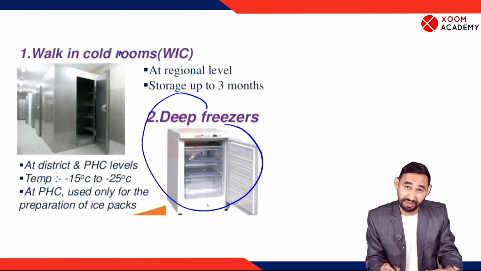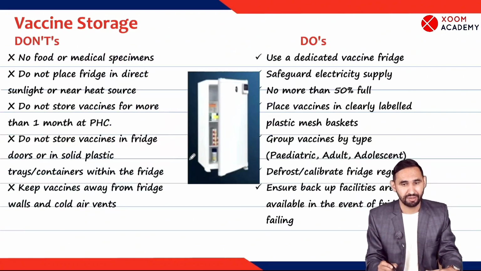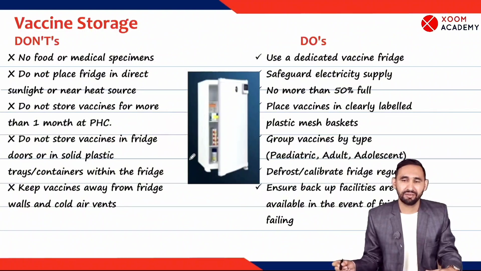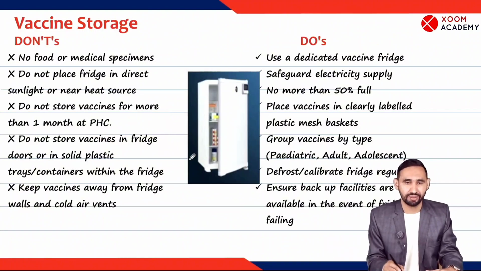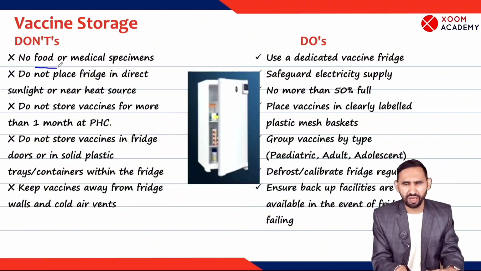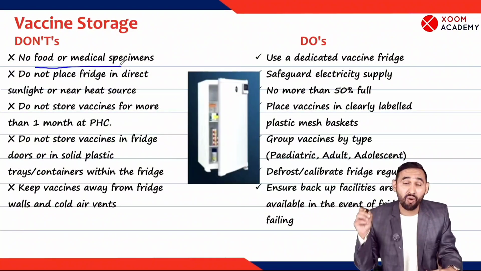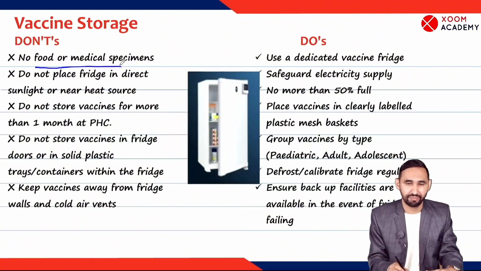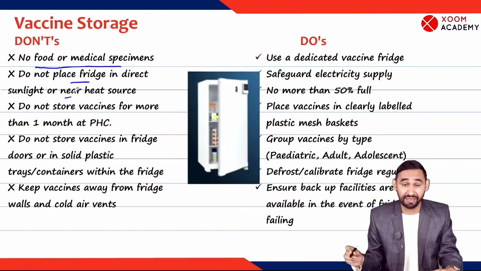These vaccines are maintained at optimum temperature. While storing a vaccine, what should we do? What should we not do? Don'ts. No food or medical specimens. Fridge should only contain vaccine. Don't place the fridge in direct sunlight. Exposure to sunlight is contraindicated.